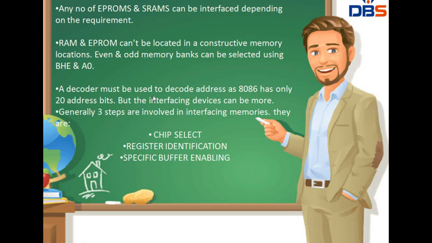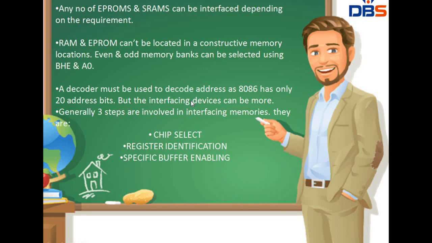A decoder must be used to decode the address, as the 8086 has only 20 address bits, but the interfacing devices can be more. So the interfacing devices have to be more. Why? Because a microprocessor alone cannot do everything, so the interfacing devices have to be more in order to extract the data.